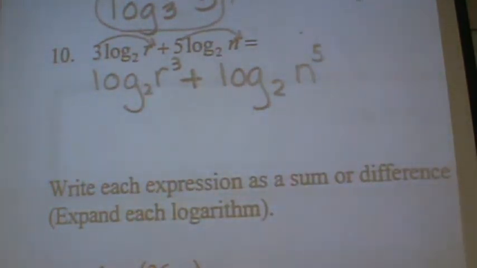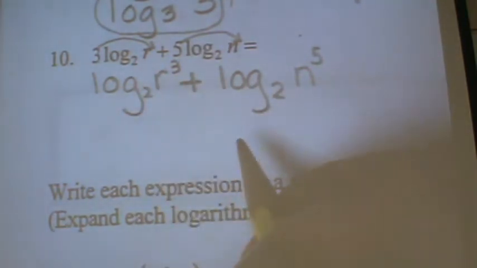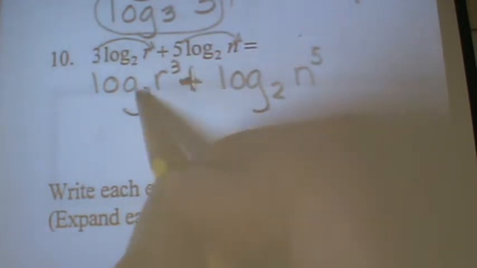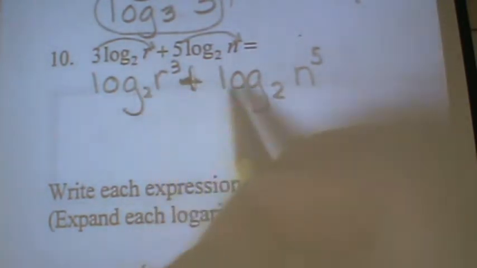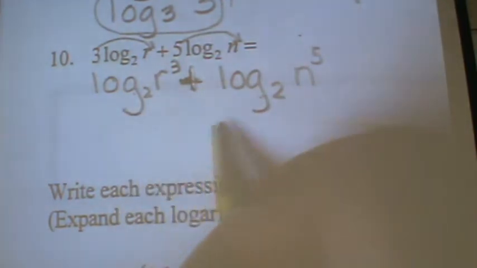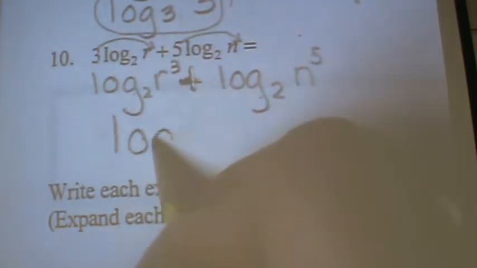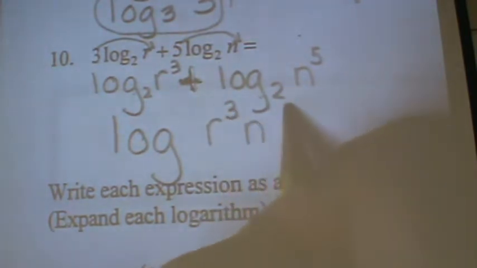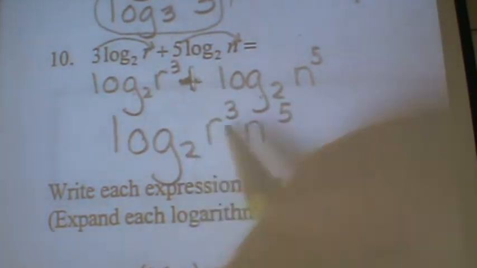Now, can we condense more? Right now, we have 2 logs. What sign is this? It's adding. And are the bases the same? Yes. So how do we put these together? Log of R cubed N to the 5th, to the base 2. Perfect.